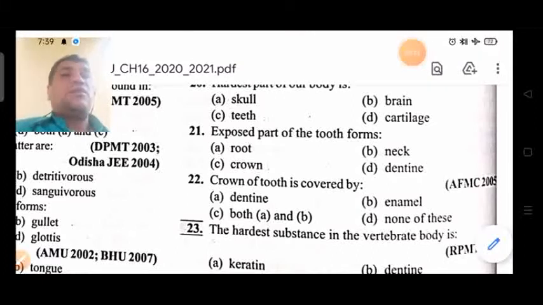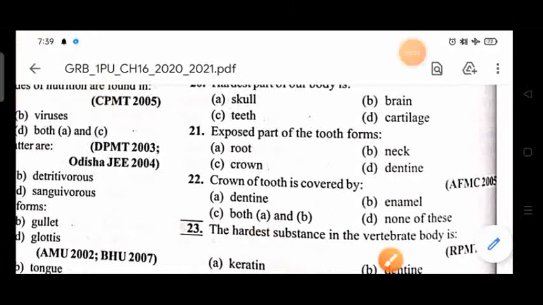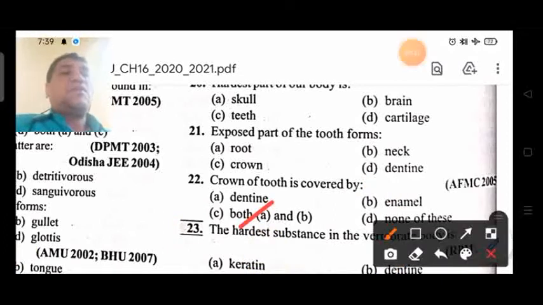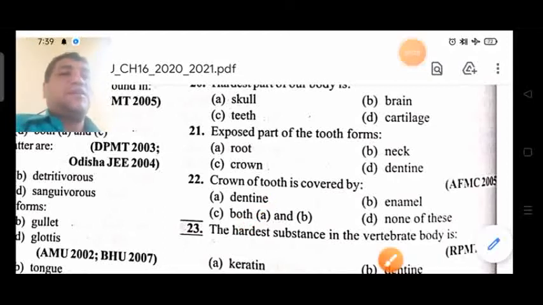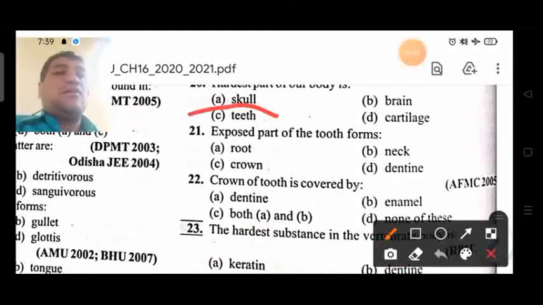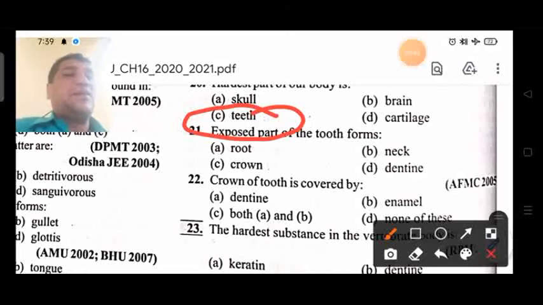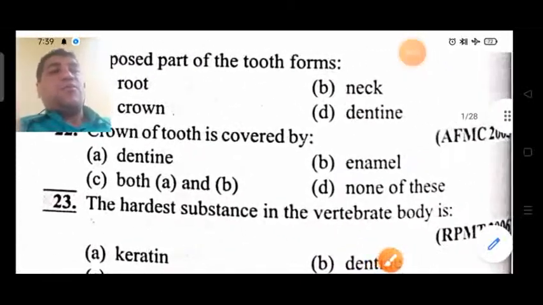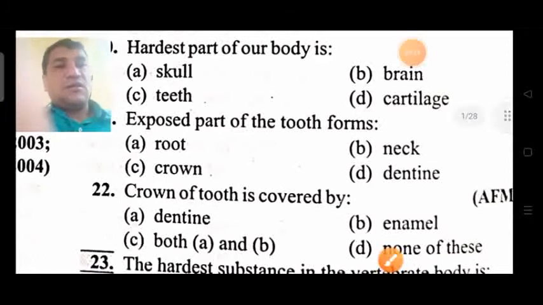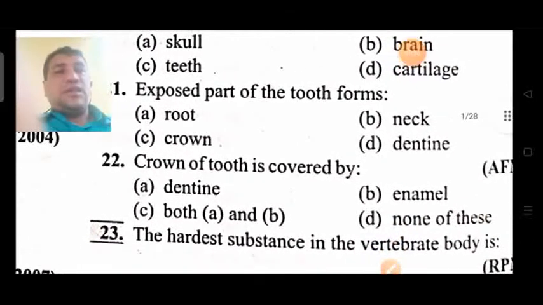So here you can see that the hardest part in the human body is teeth, which is harder than any type of metals or any type of components. So your answer is teeth.